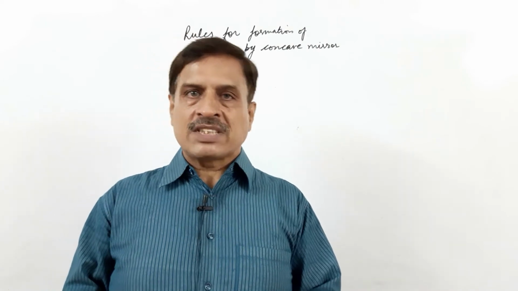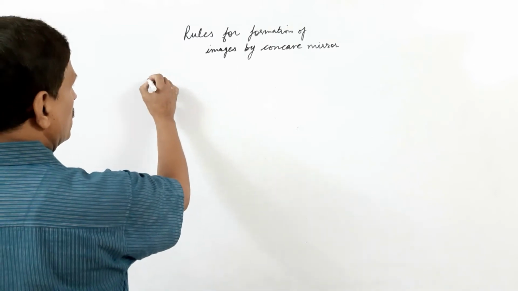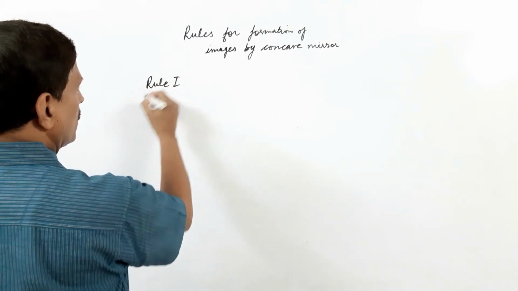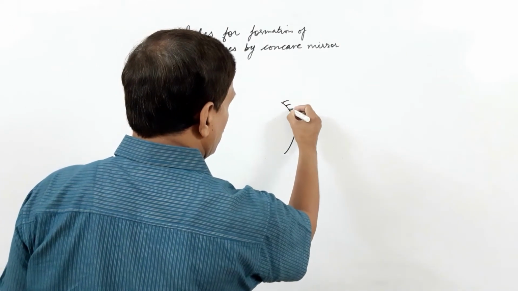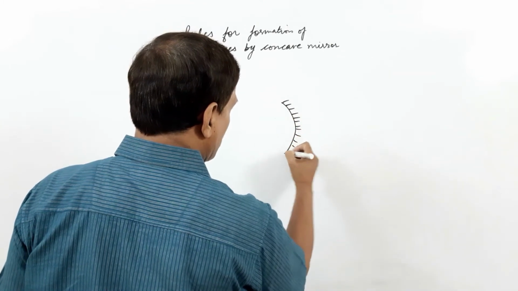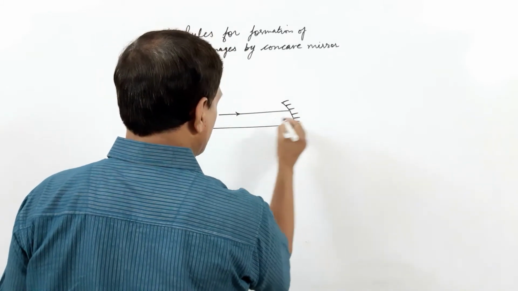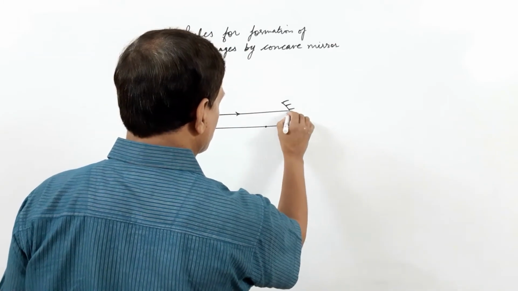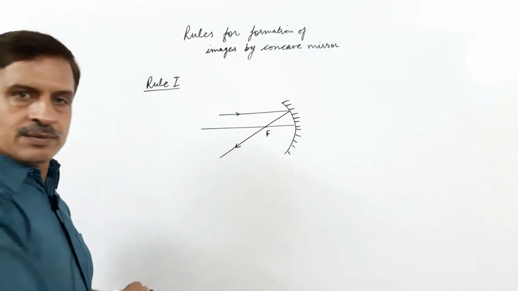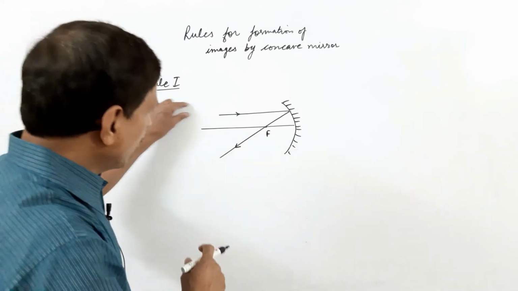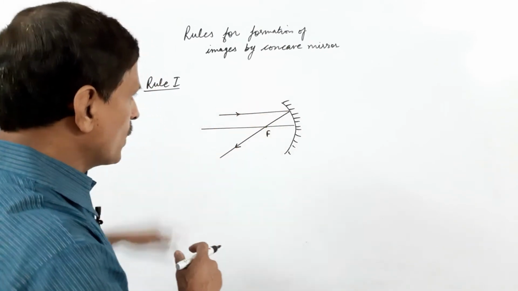Rules for the formation of images by a concave mirror. First rule: a light ray parallel to the principal axis, after reflection, passes through the focus. This is a parallel ray to the principal axis, after reflection passing through the focus.